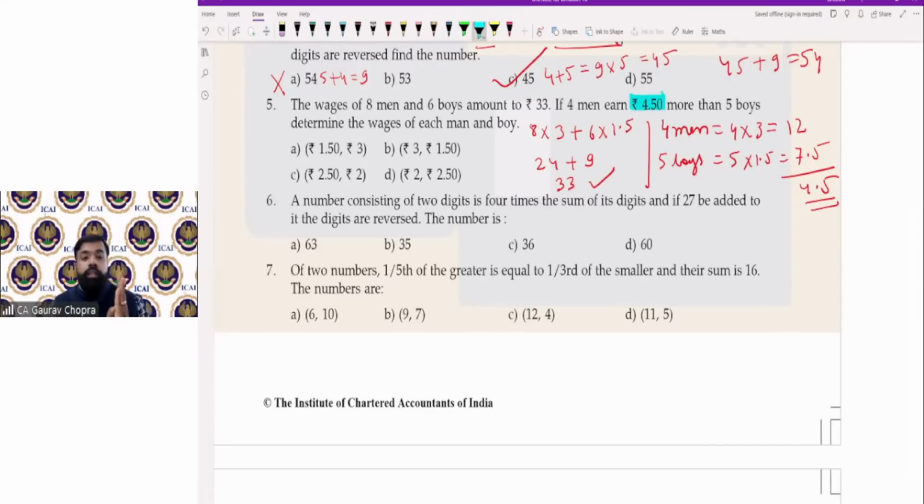That is, 4 men are earning 4.5 rupees more than 5 boys. So we calculated the earning of 4 men as 12, the earning of 5 boys as 7.5, and the difference of the two comes to 4.5. Therefore, option B is correct. All right.